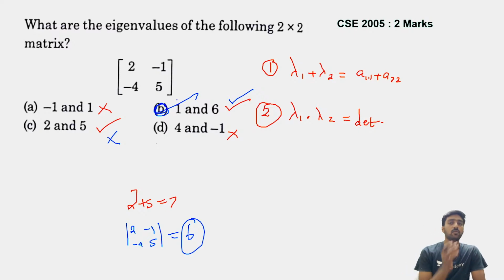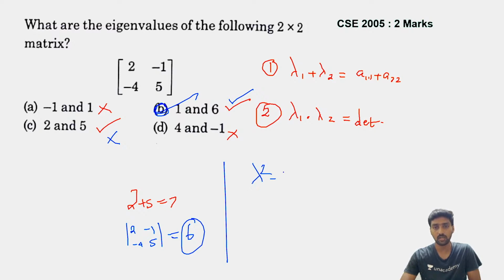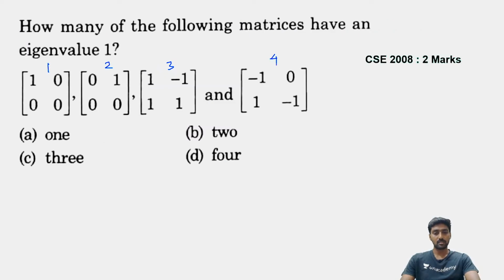Okay, in case only one option satisfies the first property while checking, then we can directly select the solution. In case more than one option satisfies the first property, then we need to look into the second property, right? Or directly we can use another method: lambda square minus S1 lambda plus S2 is equal to 0, where S1, the sum of the main diagonal elements, is equal to 7, and the product is plus 6, equal to 0. 4 matrices are there, so we need to check all the matrices here, right?